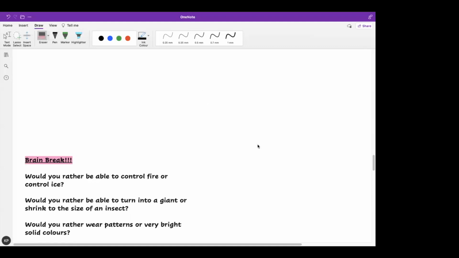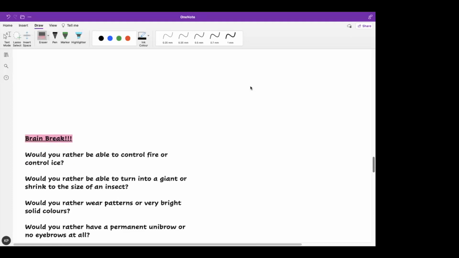Okay, let's see. Do I have another one? I think I do. Asekona, are you ready? There we go. Asekona, you there? Yes, ma'am. Would you rather have a permanent unibrow or no eyebrows at all? I'd rather have a permanent unibrow. A unibrow is when you have one eyebrow, a very long one, from left to right. No eyebrows, Baba.